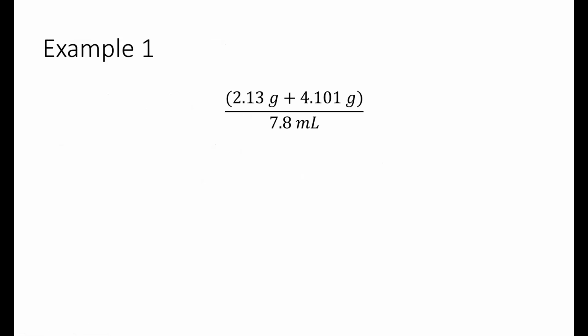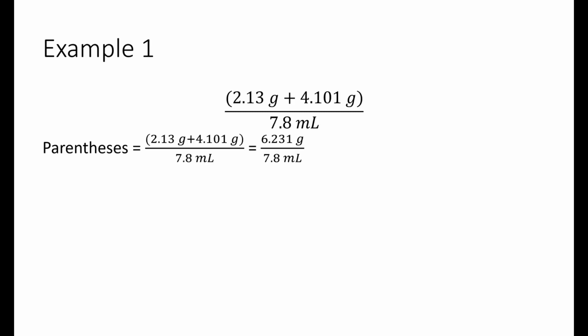In this example, I have 2.13 grams plus 4.101 grams, all in parentheses, divided by 7.8 milliliters. First, I'm going to take care of the parentheses. I need to add my 2.13 grams and my 4.101 grams, and I get 6.231 grams off my calculator.